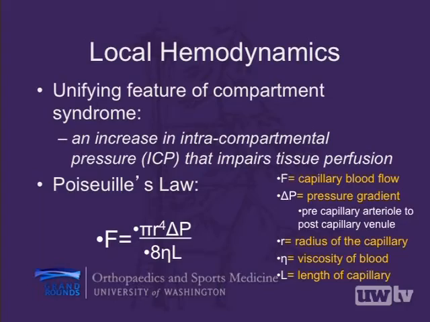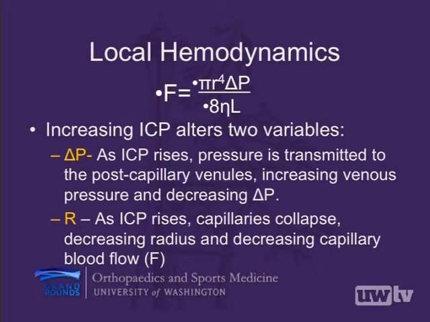You can see here that the viscosity of the blood and the length of the capillary stay relatively the same and do not affect capillary blood flow. Increasing intracompartmental pressure alters only two of the variables in Poiseuille's equation. That is the delta P. As the intracompartmental pressure rises, pressure is transmitted to the postcapillary venules, increasing the venous pressure and decreasing the delta P. So you decrease the pressure gradient across the two. And radius: as the ICP increases, it decreases the capillary radius by collapsing the capillaries and decreasing capillary blood flow.